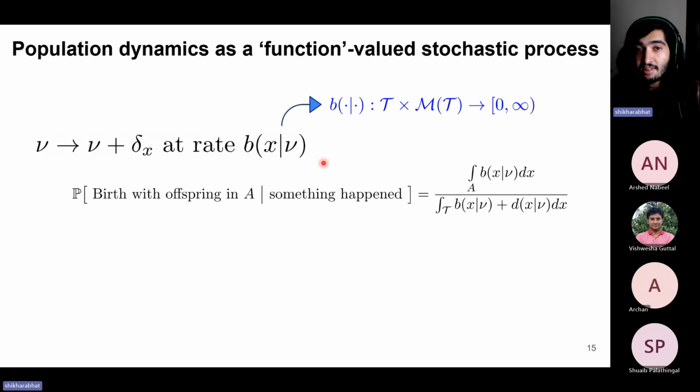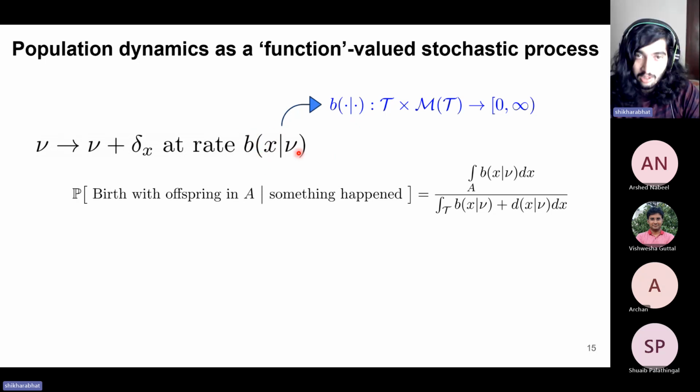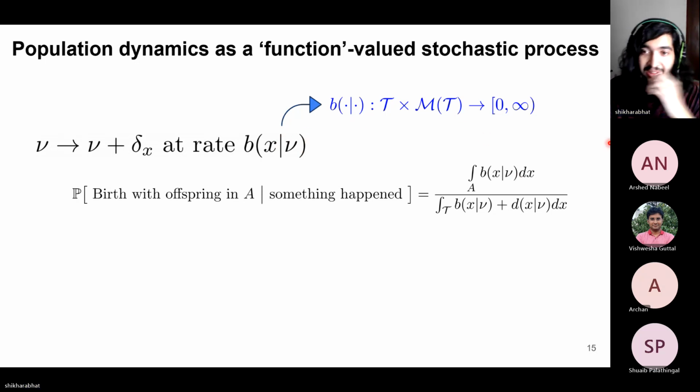By the way, I have chosen this notation intentionally. This bar, it's not meaningful beyond just a comma. I wanted you to read this as the birth rate at a given trait value in a given population. So this is why I am using the bar, so that I can read it as b of x given nu, but it is an argument of both x and nu, this function.